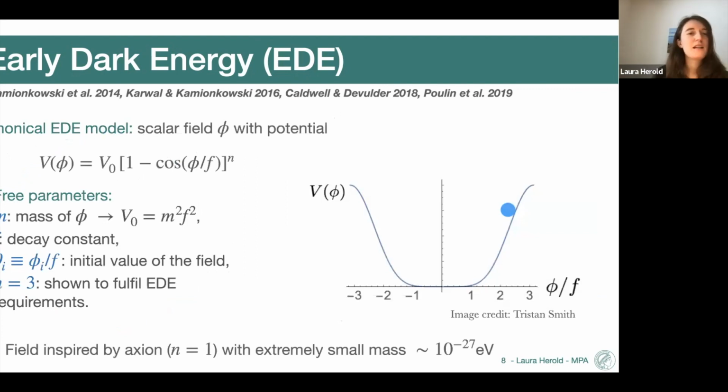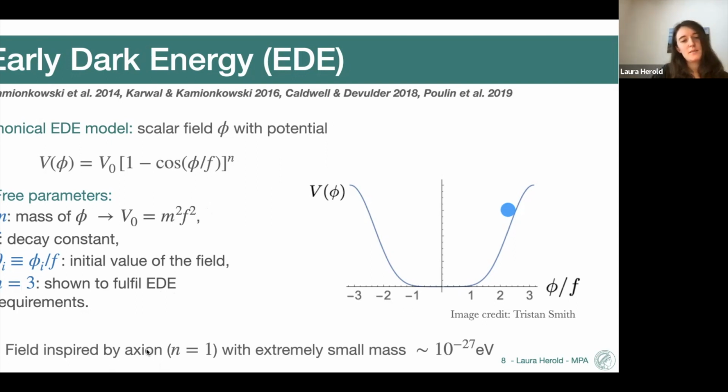So how could one realize such a rapid energy injection? Here we consider the so-called canonical EDE model, which is a scalar field with this 1 minus cosine potential to the power of n. This model has 4 free parameters: the mass, the decay constant, the initial value, and this index n. But we will fix this index n to 3, which is very common in the EDE literature, because it was shown that n of 3 fulfills the EDE requirements. In general, n larger or equal to 3 fulfills the EDE requirements, but n of 1 or n of 2 leads to a field that doesn't decay quickly enough.